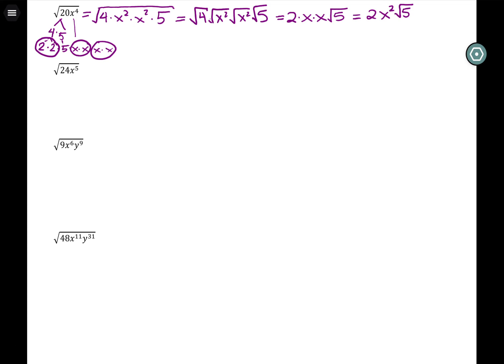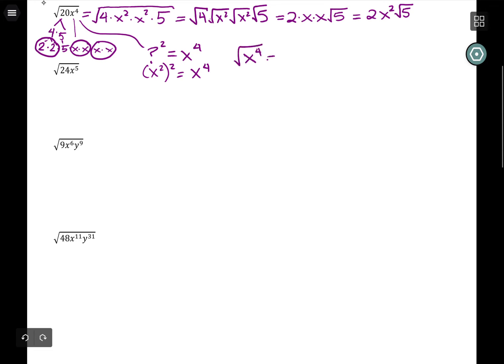I want to point out a couple of things. One is that you don't really have to break x to the 4th down into x squared times x squared. If we're asking ourselves, what would I square to get x to the 4th? I'm hoping that you can start getting pretty comfortable with your powers and say, oh, well, if I had x squared and I squared it, I would get x to the 4th. Another way to look at that is I have x to the 4th square rooted. That means exactly the same as x to the 4th raised to the 1/2 power. And when you raise something with a power to another power, you multiply. 4 times 1/2 is 2.